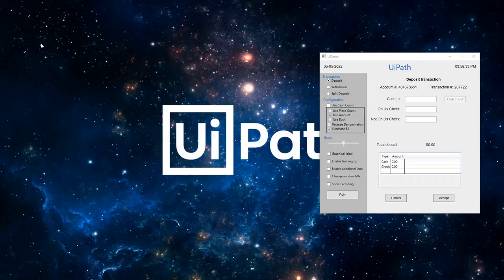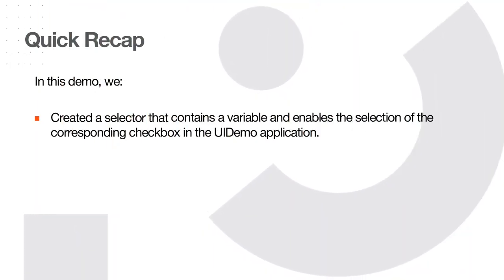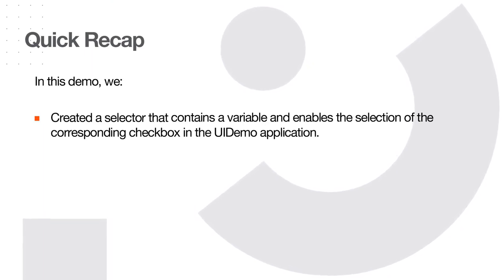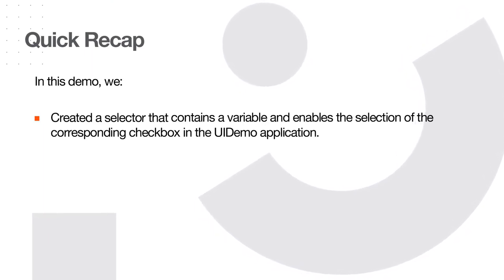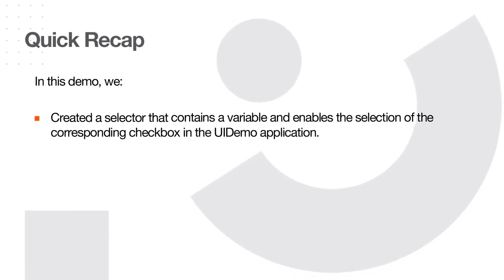The values in the 3 fields and the selected checkbox are changing. And it's done. A quick recap. In this demo, we created a selector that contains a variable, namely count option, which stores a value extracted from an Excel file and enables the selection of the corresponding checkbox.